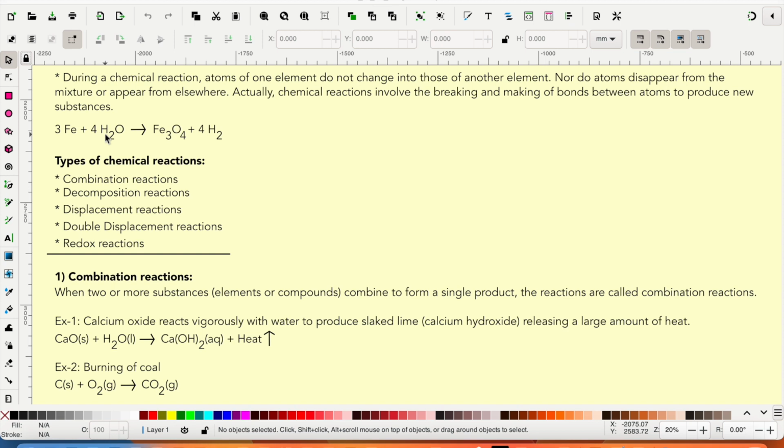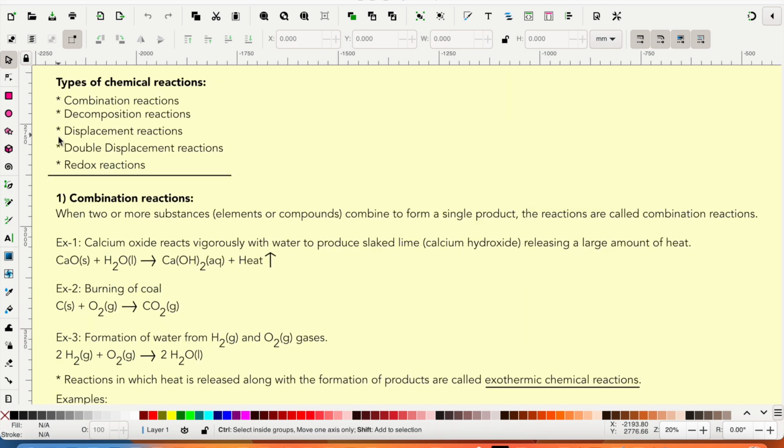Point number 2, the number of atoms of iron, hydrogen and oxygen will neither reduce nor increase. They will remain the same before and after the reaction. The only difference will be that the bond between hydrogen and oxygen atoms will break. Oxygen atoms will form bonds with iron atoms and Fe3O4 will be formed, while hydrogen atoms will form hydrogen molecules.